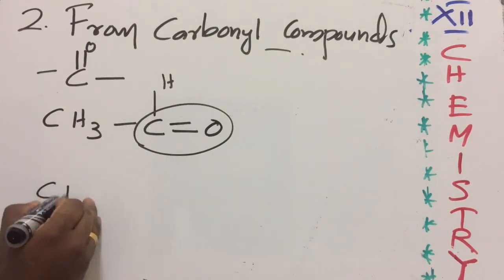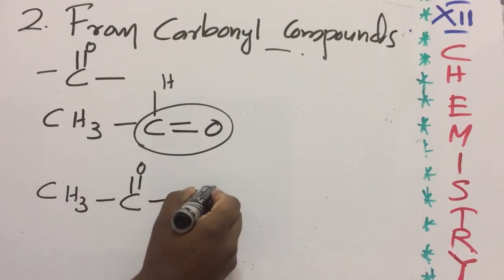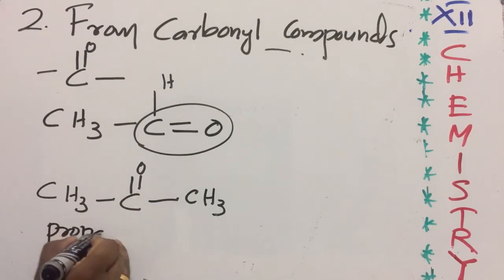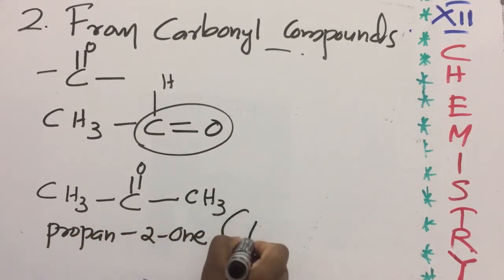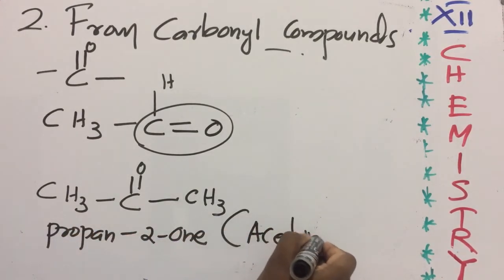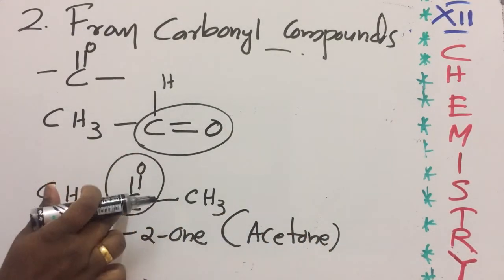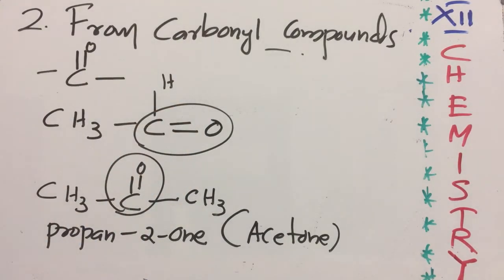Another example is CH3COCH3, a ketone, and this compound is called propanone, propan-2-one. The common name is acetone. Here the functional group is C=O. So this compound also belongs to carbonyl compounds.